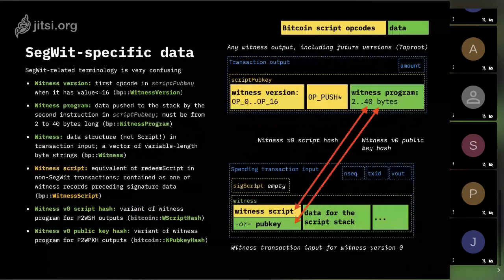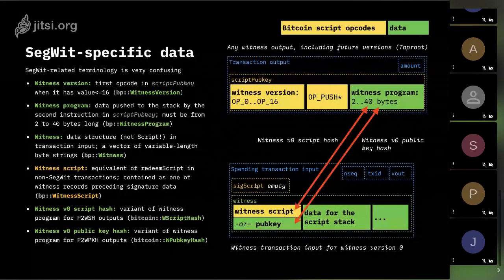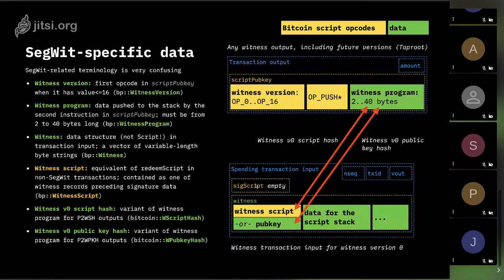And with the SegWit, it's quite funny that we have such terms which are completely different from each other, and it's important not to mix them. There is a witness version, there is a witness program, there is a witness, which is not a witness program, there is a witness script, which is not a script, there is a witness 0 version 0 script hash, and witness 0 version 0 public key hash. And these are all different data structures. Here, this slide explains how they are interrelated.